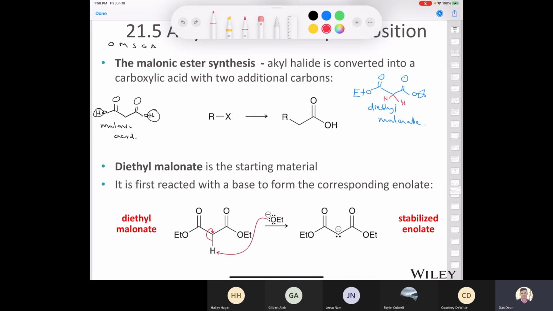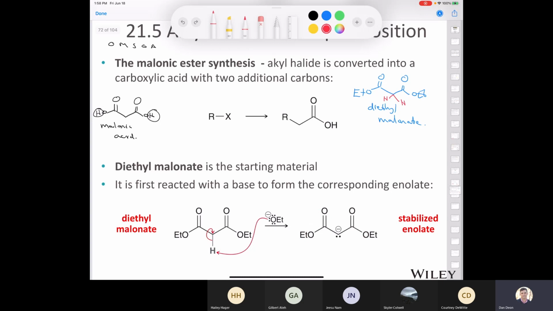The first step is to treat your diethyl malonate, which can be purchased from a chemical supplier. You don't have to make it. You just treat it with sodium methoxide, which is also commercially available from any chemical supplier. You end up with that doubly stabilized enolate. That's your first step.